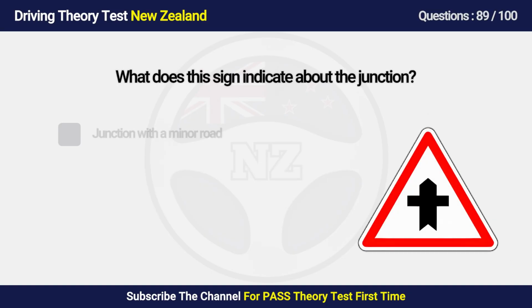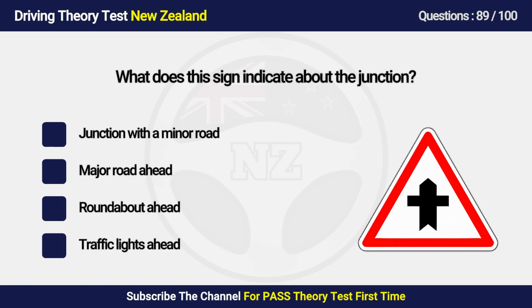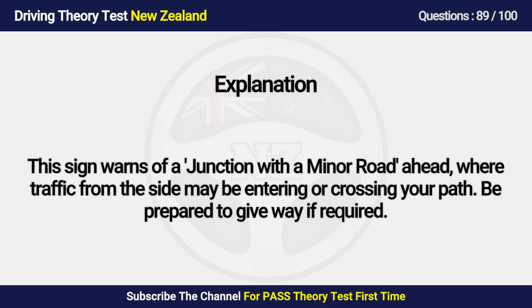Question 89. What does this sign indicate about the junction? A. Junction with a minor road. B. Major road ahead. C. Roundabout ahead. D. Traffic lights ahead. Answer is A, junction with a minor road. This sign warns of a junction with a minor road ahead, where traffic from the side may be entering or crossing your path. Be prepared to give way if required.